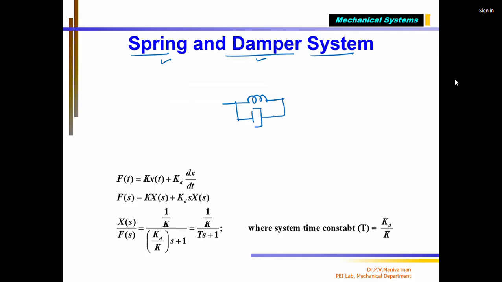A shock absorber has 2 elements connected in parallel. This is the damper or damping element. This is my spring element, and it has a stiffness Ks, and the damper has what you call a damping constant C. C is called the damping constant.